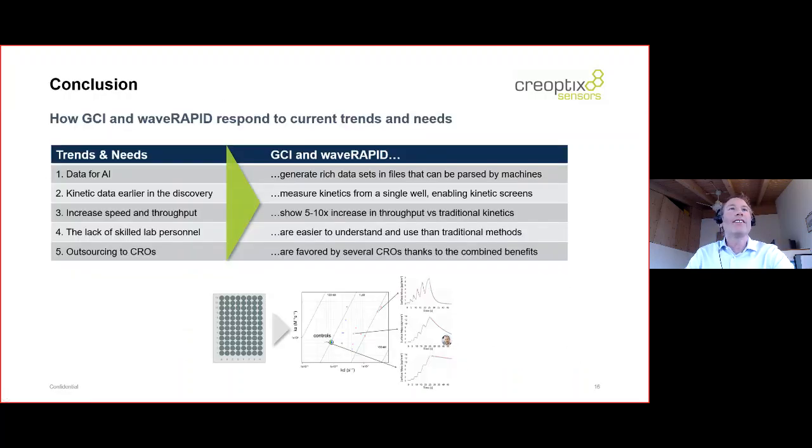So, as a conclusion, let's summarize how our solution responds to current trends. So you need data for AI. Our solution generates rich data sets and files that can be parsed by machines. You need kinetic data earlier in the discovery, and with our solution, you can measure kinetics from a single well, enabling kinetic screens. You need to increase speed and throughput. Well, Wave Rapid shows a 5 to 10 times increase in throughput versus traditional kinetics.